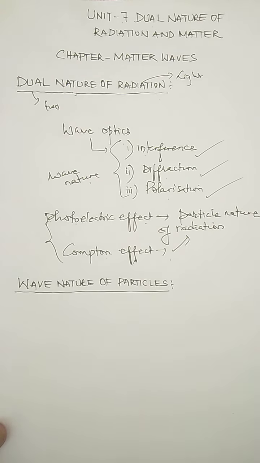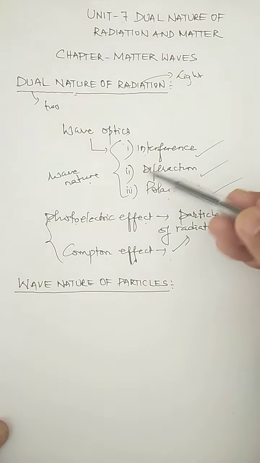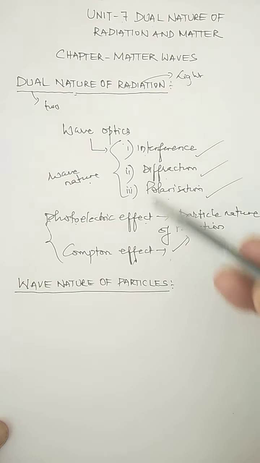So to understand what is actually the wave nature of particles, let me tell you that these are the two phenomena that explain the dual nature of radiation, wave nature as well as particle nature of radiation. And as I said already, 1900 was a revolutionary year in the field of physics, in which the new idea of the nature of light was introduced by Max Planck.